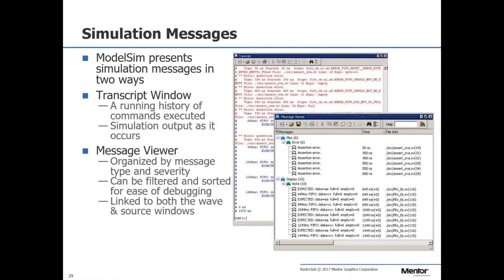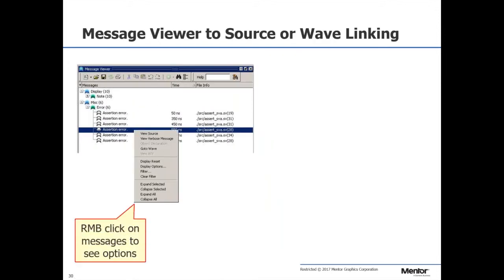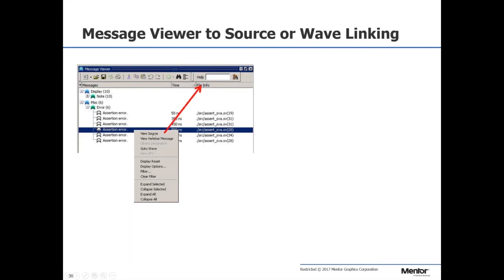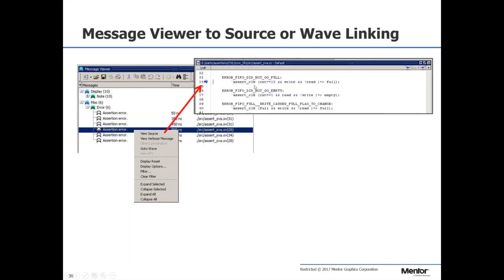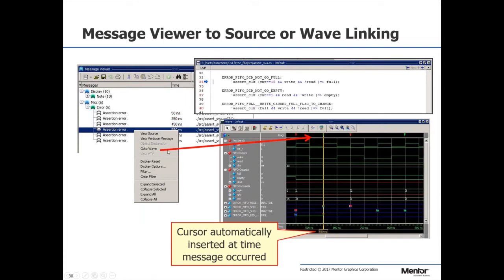The other good thing is that once you're in this message tab, you can right click on any particular message and say things like view the source, and that'll bring up the source code that produced that message. You can say go to the wave for that particular message, and it'll center the cursor on the wave window at the time that message came out.